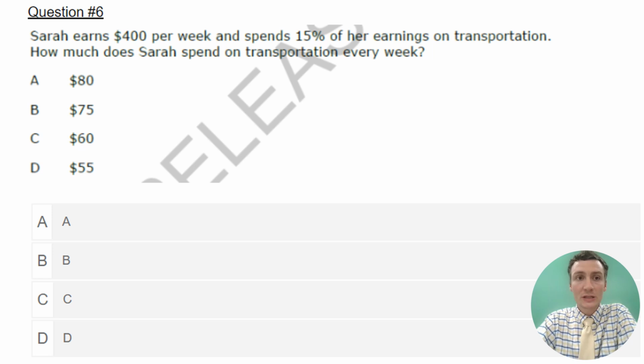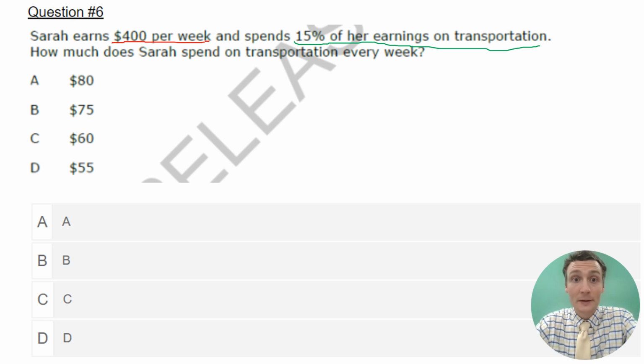What I can use is first $400 per week, and then the question here, how much does Sarah spend on transportation every week? Well, I don't know which would be my whole, the $400 or the transportation money. Well, this 15% says her earnings on transportation. Let me do that in a different color. 15% is earnings on transportation. So she doesn't spend all of her money on transportation, which is good.